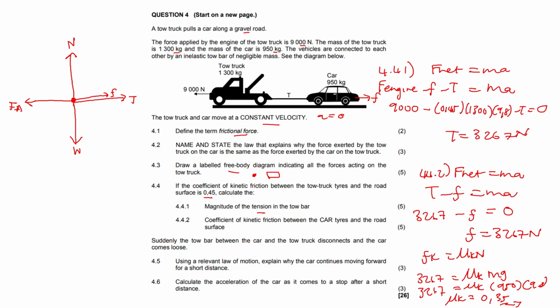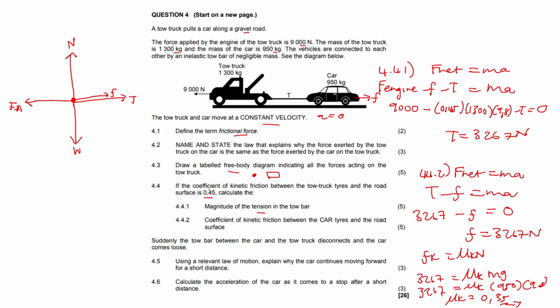Suddenly, the tow bar between the car and the tow truck disconnects and the car comes loose. 4.5. Using a relevant law of motion, explain why the car continues moving forward for a short distance. That is thanks to Newton's first law. According to Newton's first law, and you have to explain it, so just give the definition: an object will continue moving at a constant velocity unless a non-zero net force acts on it. The net force acting on the car is the frictional force and causes the car to slow down.